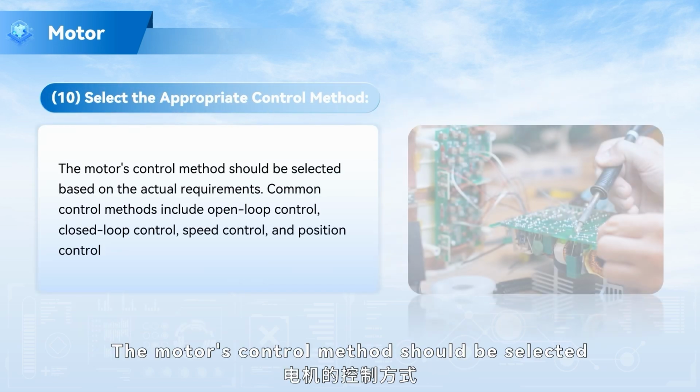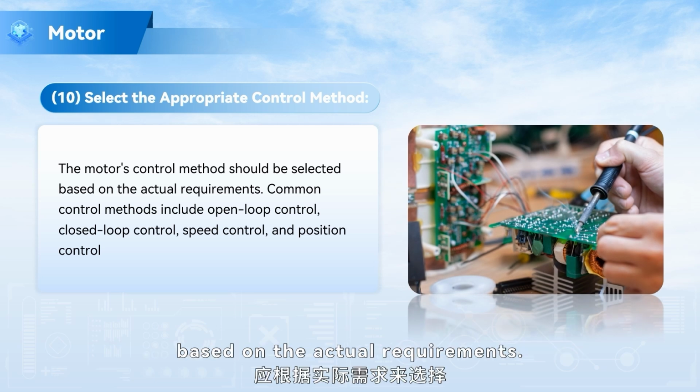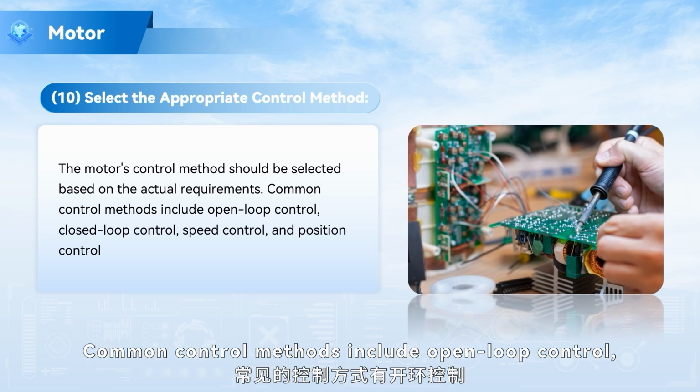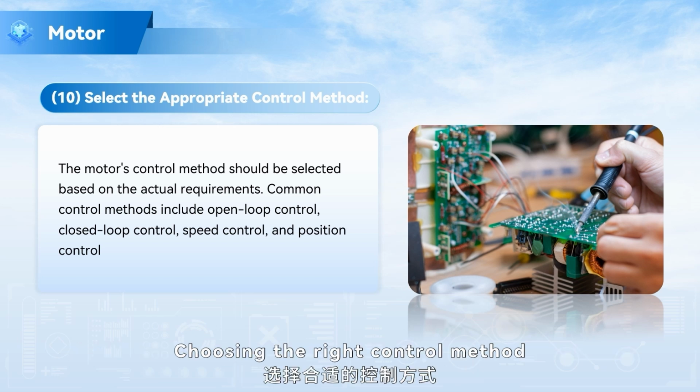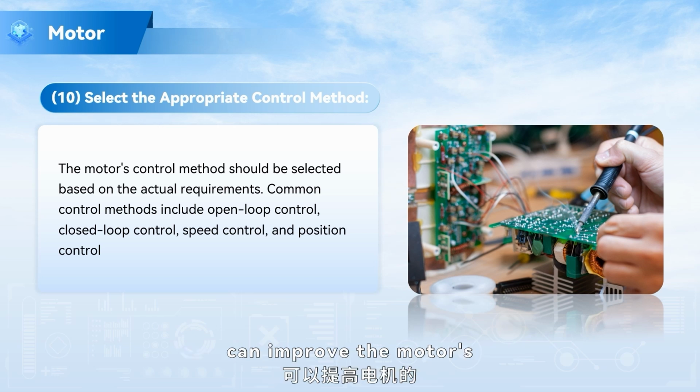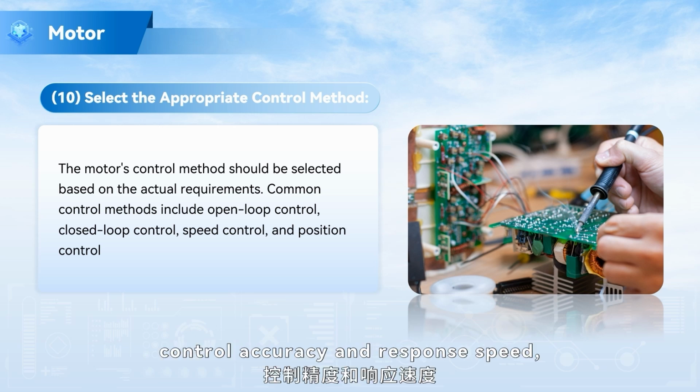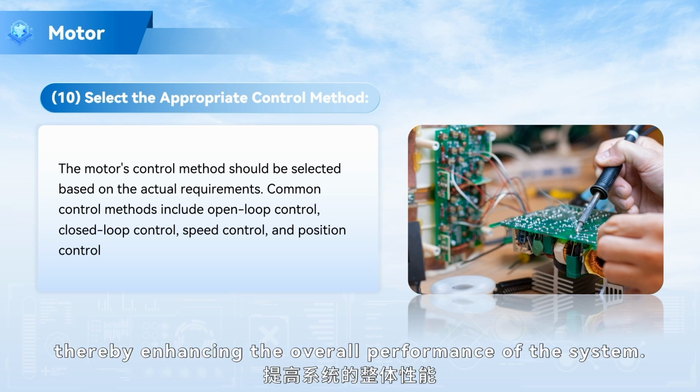The motor's control method should be selected based on the actual requirements. Common control methods include open-loop control, closed-loop control, speed control, and position control. Choosing the right control method can improve the motor's control accuracy and response speed, thereby enhancing the overall performance of the system.